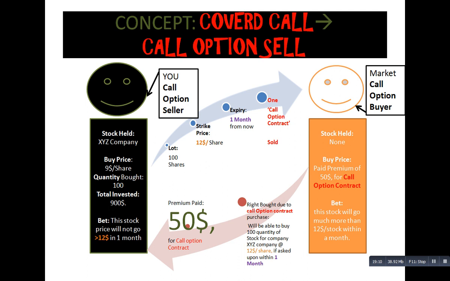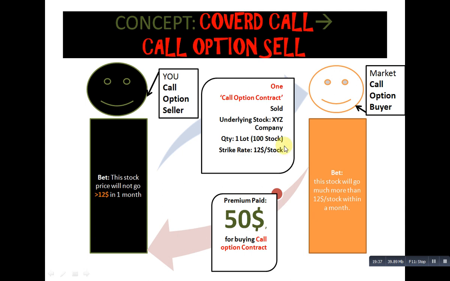This premium of $50 is something you will make within a month if the stock price does not go above $12, right? So this $12 which you see is your earning, and that is the purpose of transacting in covered calls. Okay, let's go ahead.